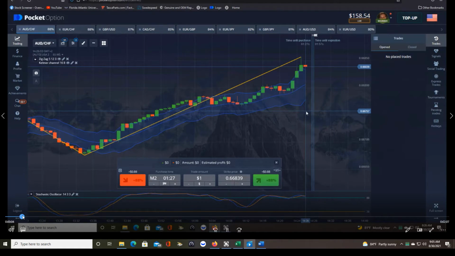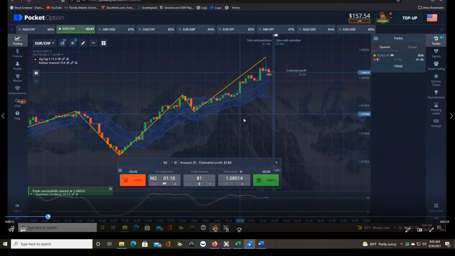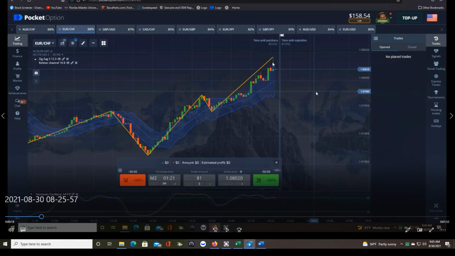All right, so here we are on the euro and the Swiss franc. And again, it's kind of same exact setup. The price is breaking above the Keltner channel. Oops, let's go back to that previous currency pair. And the candlesticks are hitting the bottom of the zigzag indicator, and we're getting the signal that the price is going to go down on the stochastic.